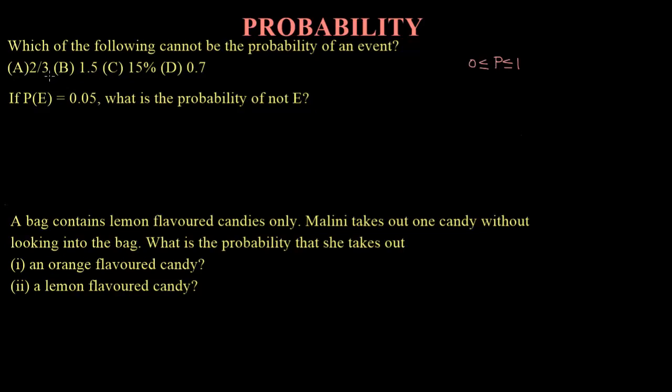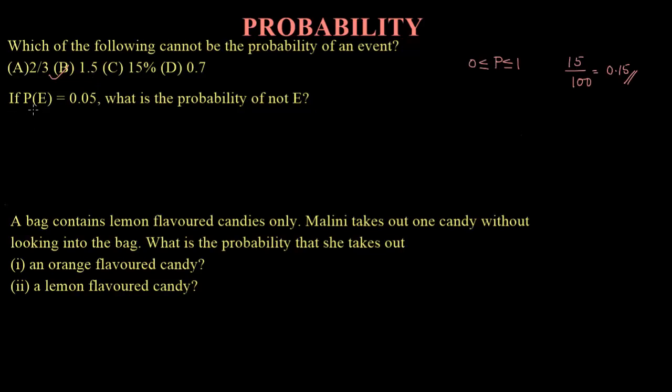So this cannot be a probability, because the maximum value of a probability can be only 1. It cannot be greater than 1. Then 15%. You may think that maybe this one is also correct, but what do you mean by 15%? 15 divided by 100. So it is 0.15, right? So this is 0.15, and it belongs to the probability range. So 1.5 is the correct answer, because it is greater than 1.